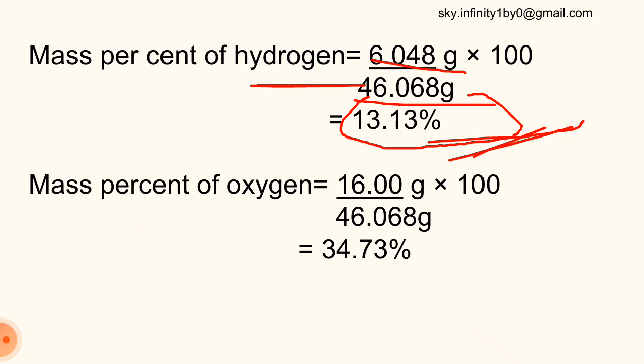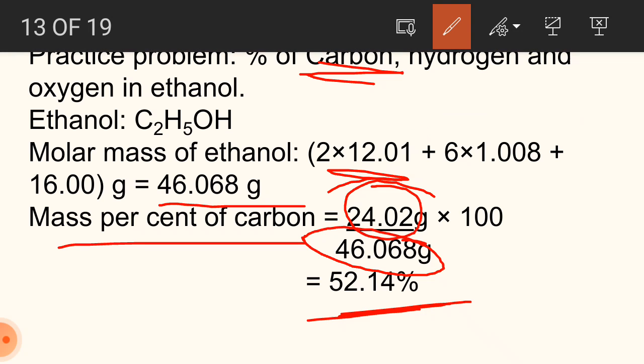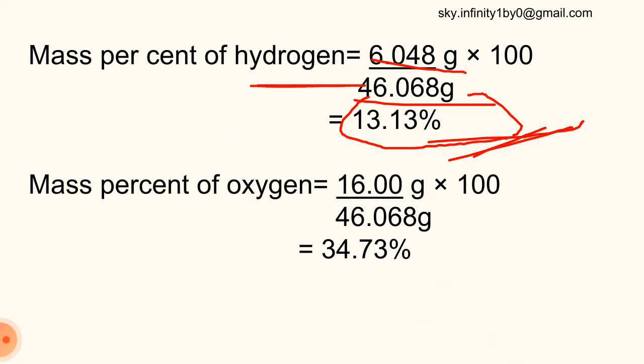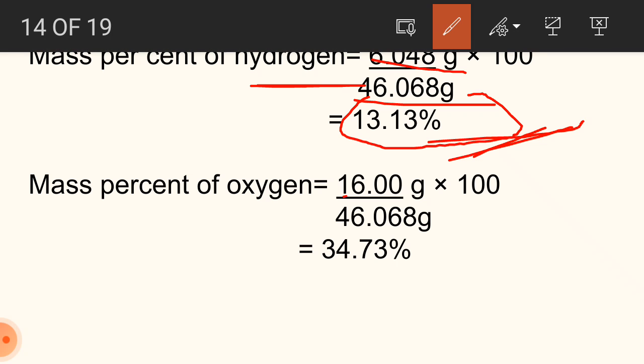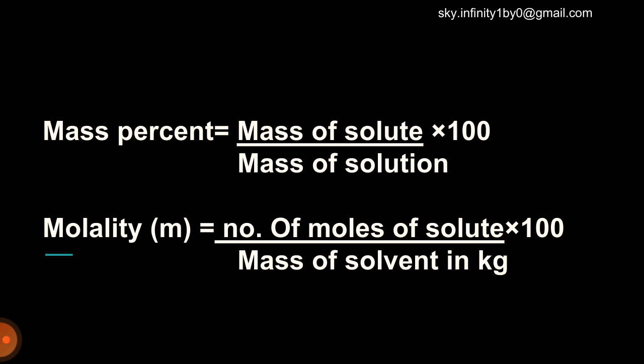Moving on to mass percent of oxygen. We have seen that there is only one oxygen atom over here. Hence, we take it as 16 grams divided by the whole molar mass, and the answer is 34.73%. Based on this, we can calculate the percent purity.